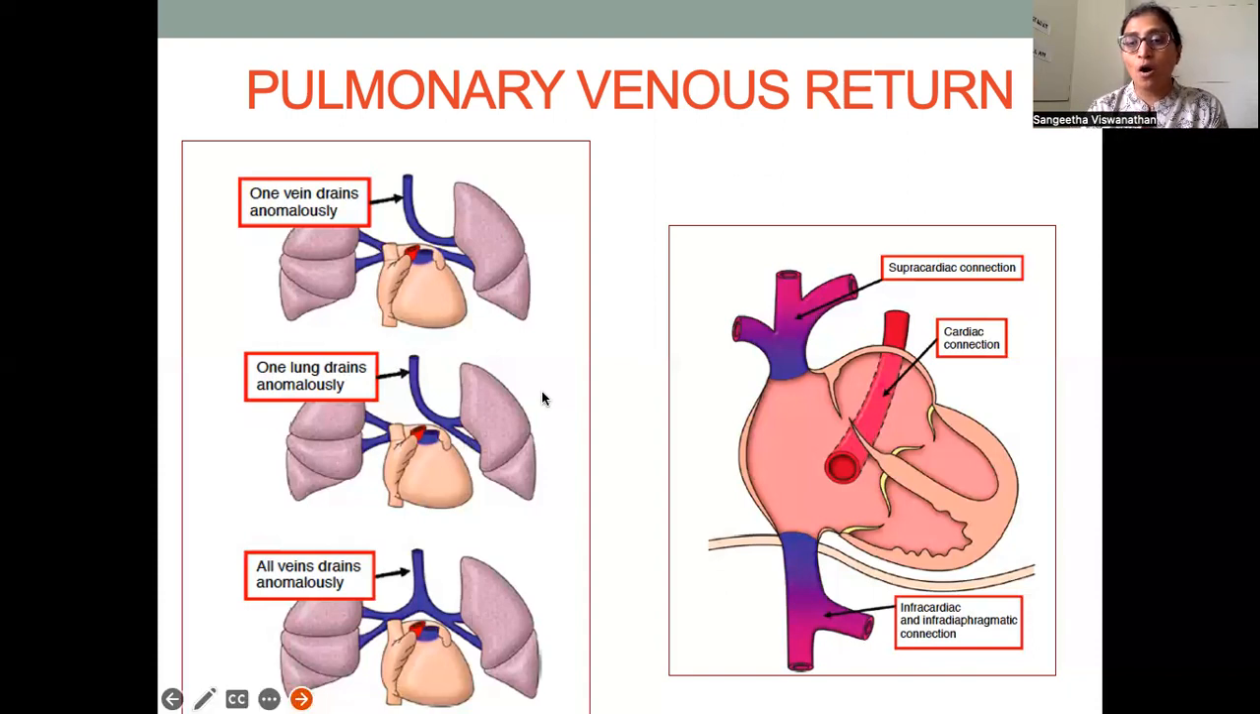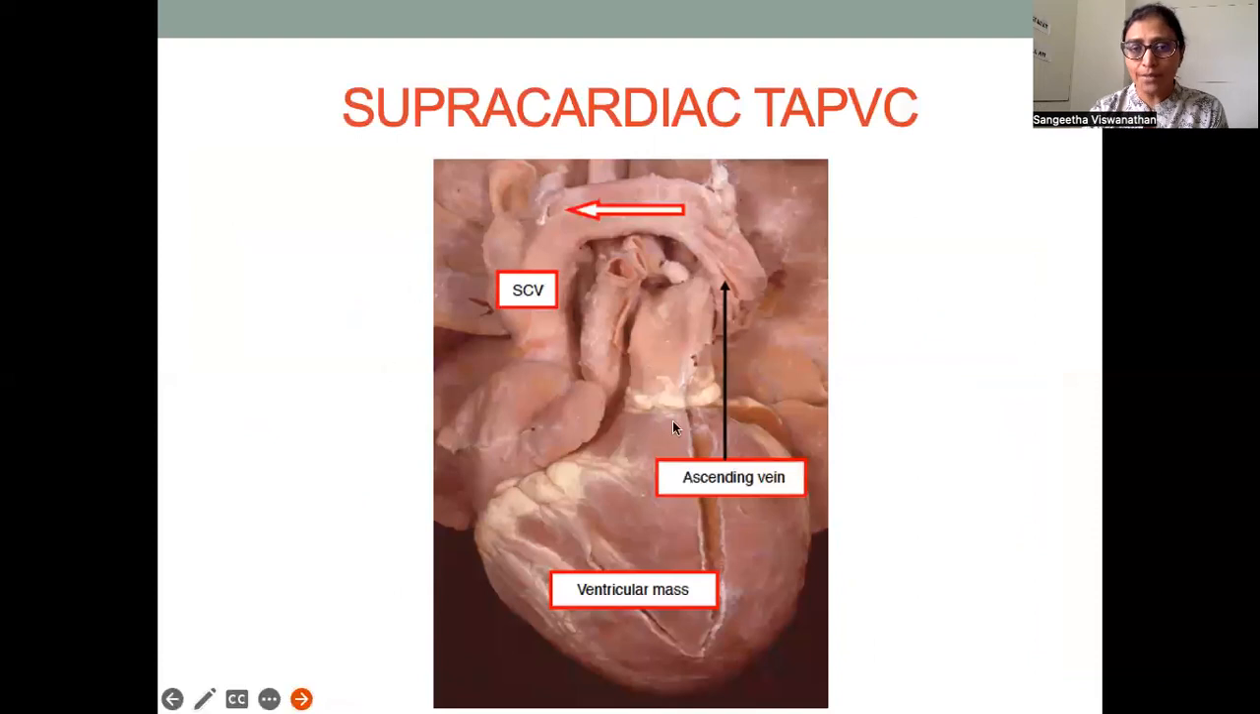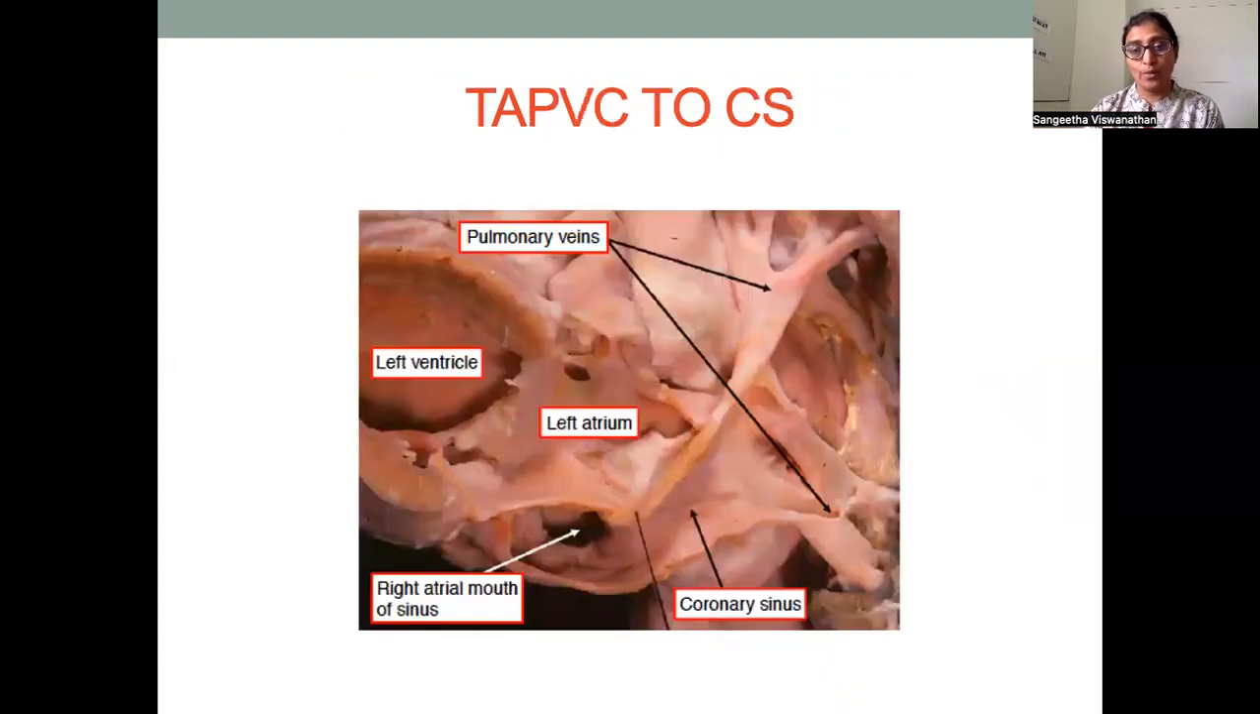Now, we talked about the common sites of drainage, right? Supracardiac, cardiac, infracardiac. Sometimes some veins can drain into one part, some other veins can drain into another part. So that is called mixed TAPVC. So under TAPVC, you can have supracardiac, cardiac, infracardiac, or mixed if they are going to multiple sites of drainage. Okay. So this is an anatomical specimen of supracardiac TAPVC. You have the vertical vein or ascending vein, innominate, SVC. So usually in these patients, you will see exaggerated or increased venous flow in the SVC and the innominate.